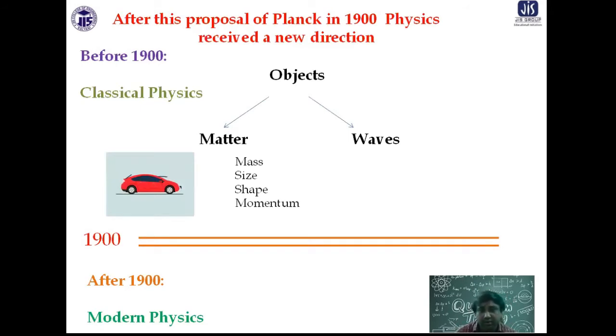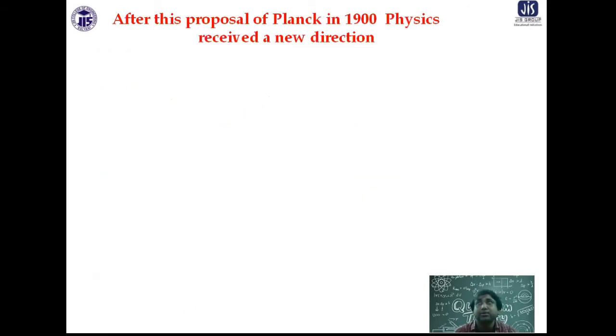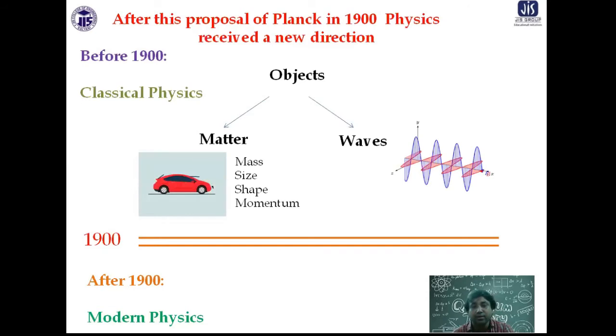Classically, everybody knows there are two things in nature: matter and waves. Matter may be a big object like car, bus, train, tram. We are also matter, and it may be a small object like electron, proton, neutron, etc. To describe them, we use basic parameters like mass, momentum, size, and shape. Waves are something else. Waves are like light and sound. Light wave means electromagnetic wave, and sound wave means audio wave. So basically there are two different domains, waves and matter.